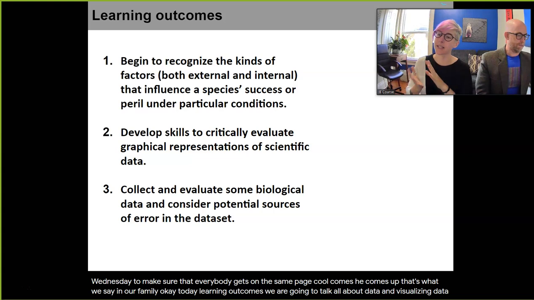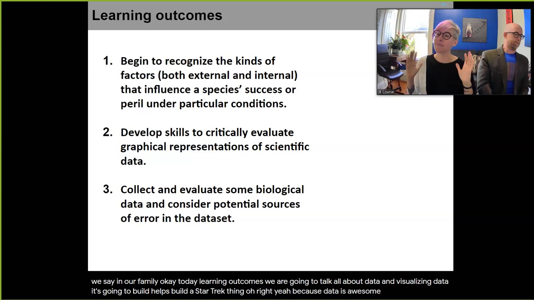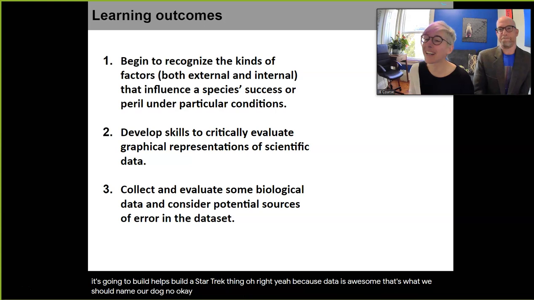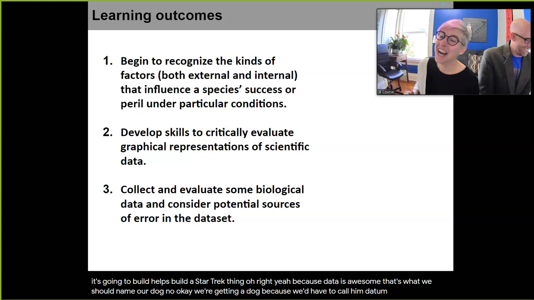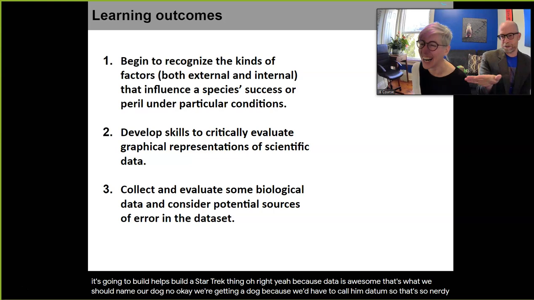This is not a Star Trek thing. Oh, right. Yeah, because data's awesome. That's what we should name our dog. No. Okay. We're getting a dog. Because we'd have to call him Datum. Oh, okay. Nerd joke. So nerdy. If there's puppies, it's data. If it's puppy, it's datum.